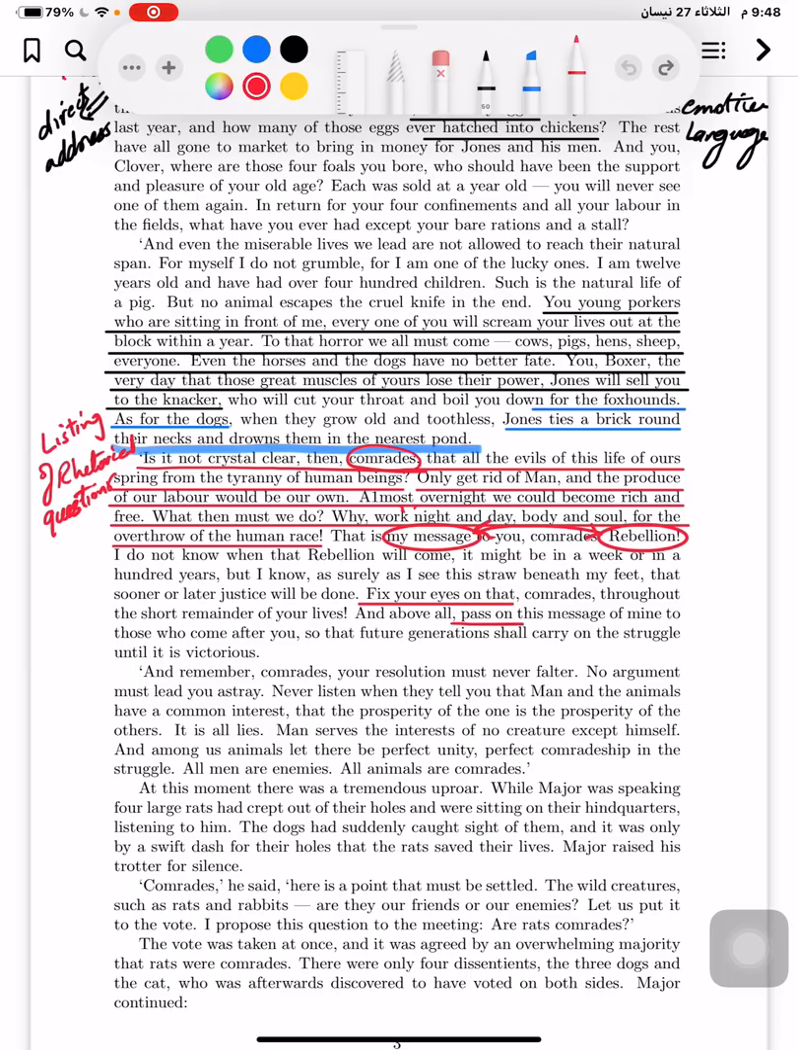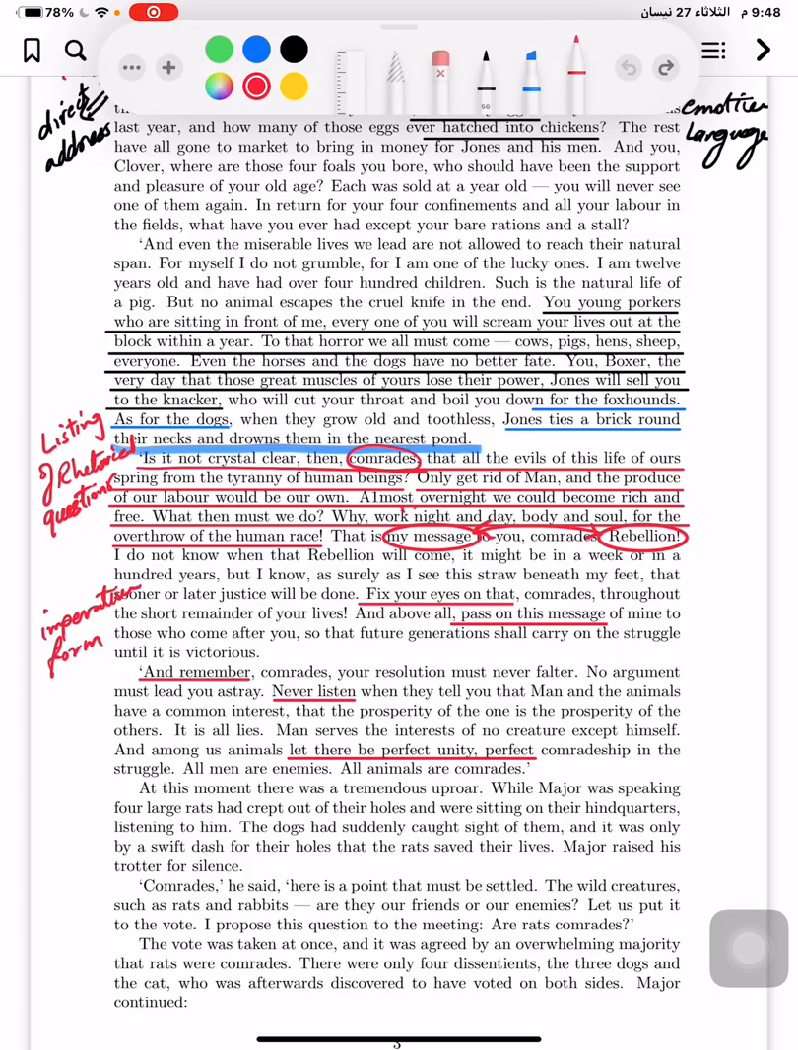And this sudden change in the tone of his speech continues in the next paragraph through also the use of a sequence of imperative forms of the verb, just like "remember, now remember, comrades," and then he said "never listen," and then closing the paragraph with "let there be perfect unity, perfect comradeship in the struggle. All men are enemies, all animals are comrades."